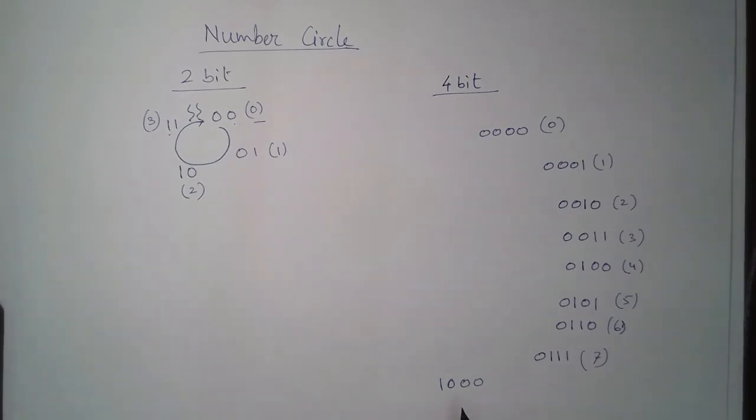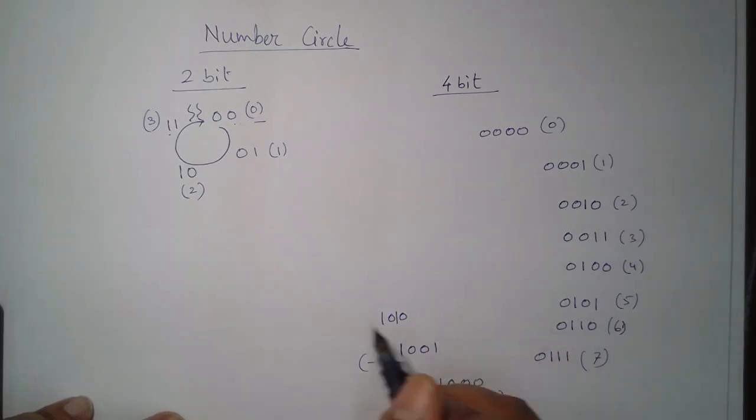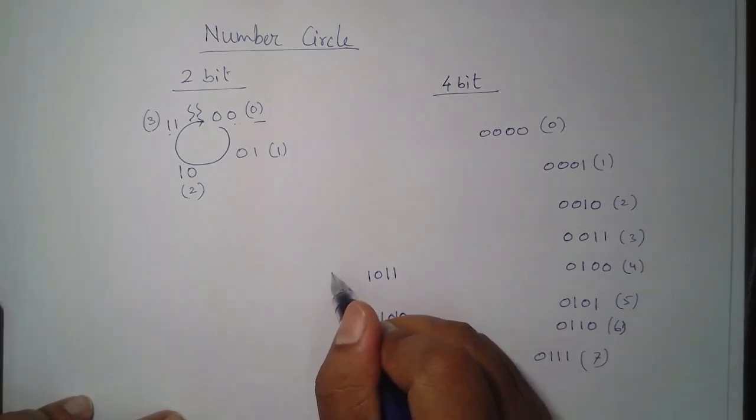So let's continue with this numbering system, and let's say that this number is minus 8. This is our negative number, and it is representing minus 8. Similarly, if we go further, the next number is 1001, and we call it minus 7. The next number is 1010, and we call it minus 6. Then 1011, which is minus 5.